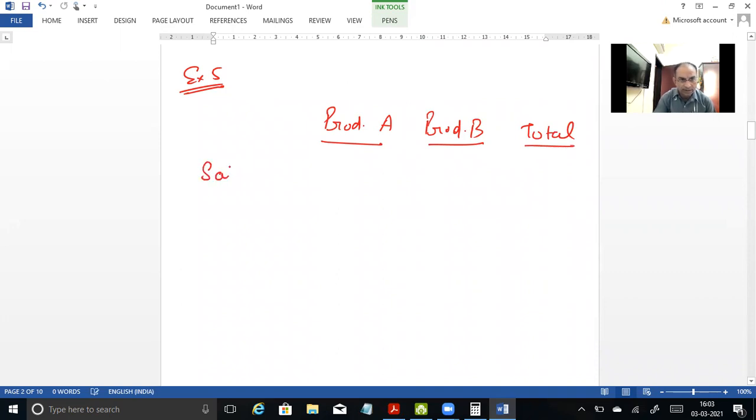So we'll write here sales. How much existing sales do we have for product A? It has been given to us, 2,50,000. And for product B, they are saying that total sales will increase by 50,000. So 50,000 will be the sale for product B, and overall sales will be 3 lakhs, right? Now from this, we will subtract all our variable expenses. So variable cost.